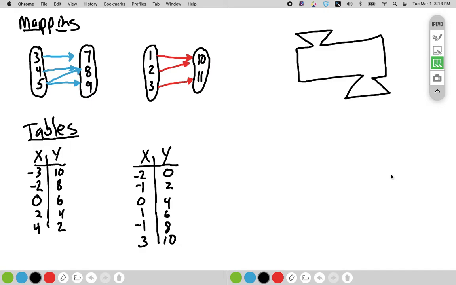All right, welcome to today's quick vid. Today we're going to discuss functions and the different ways you can see functions, whether it's through mapping, tables, and today we're going to introduce to you graphing.